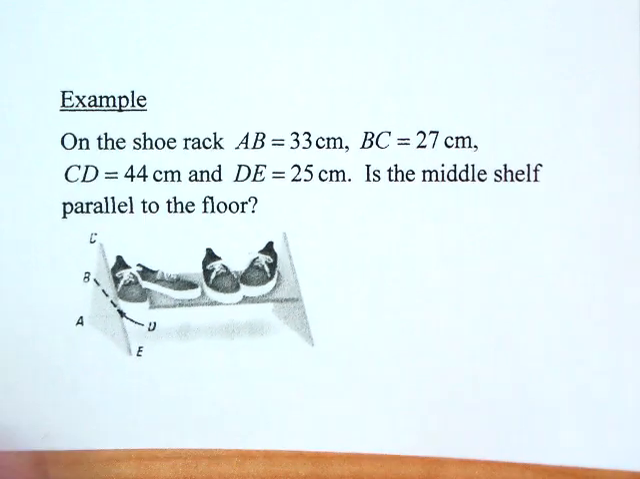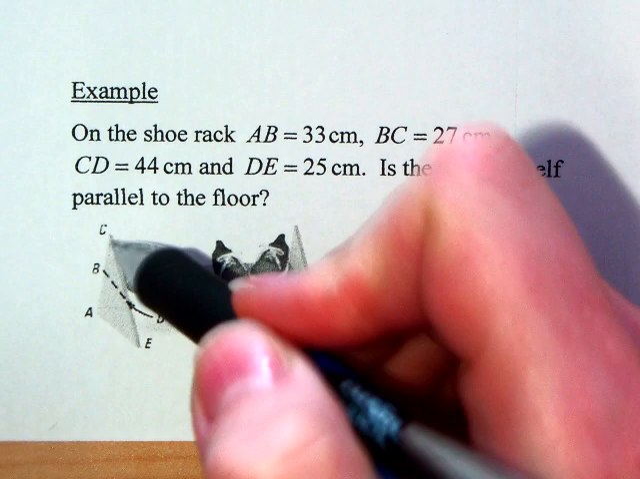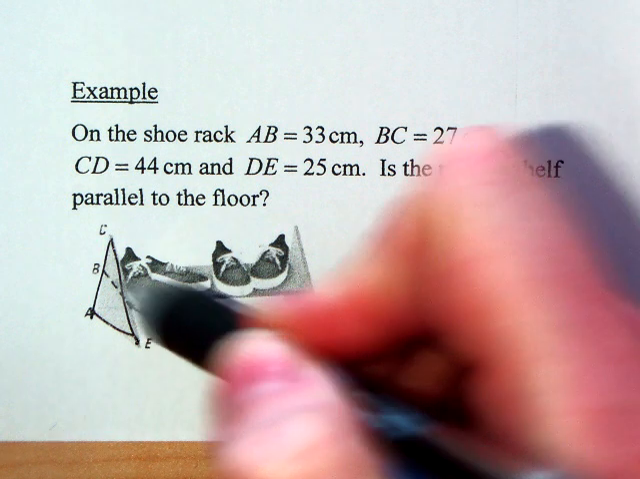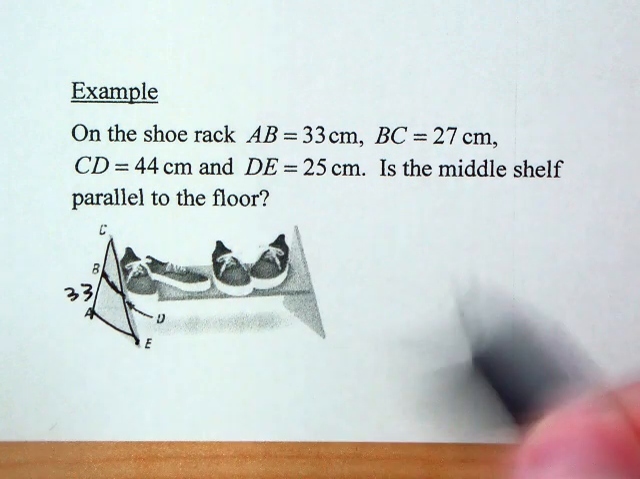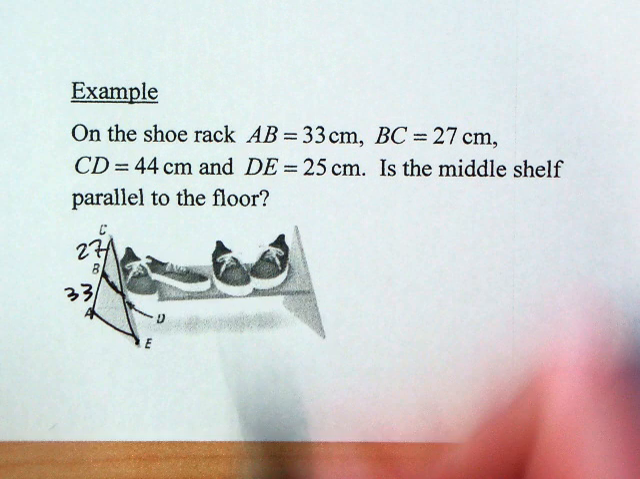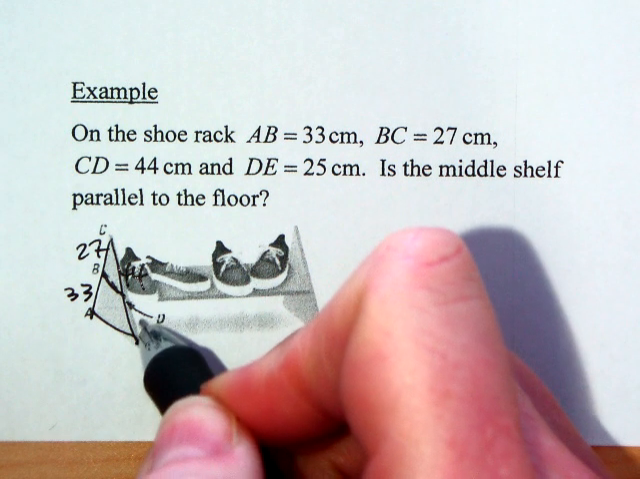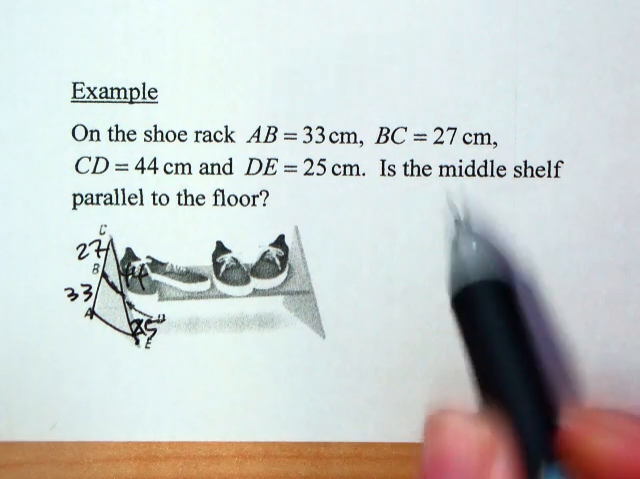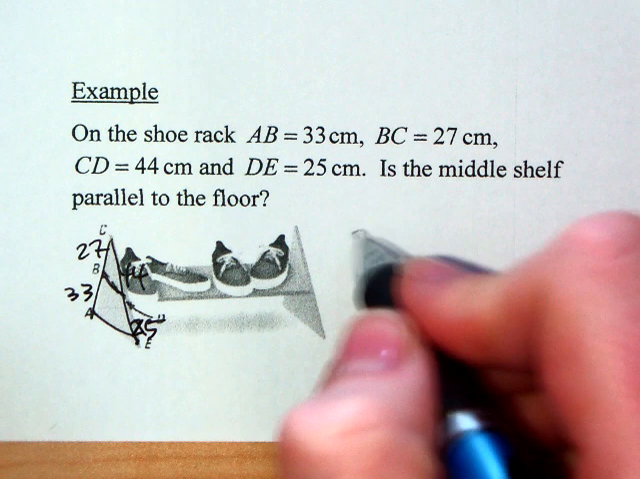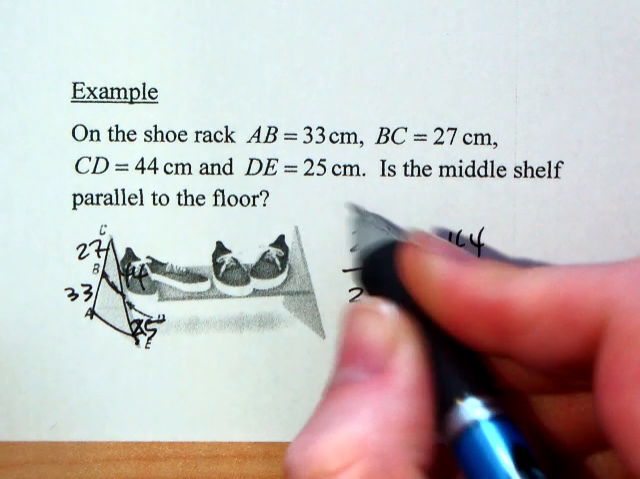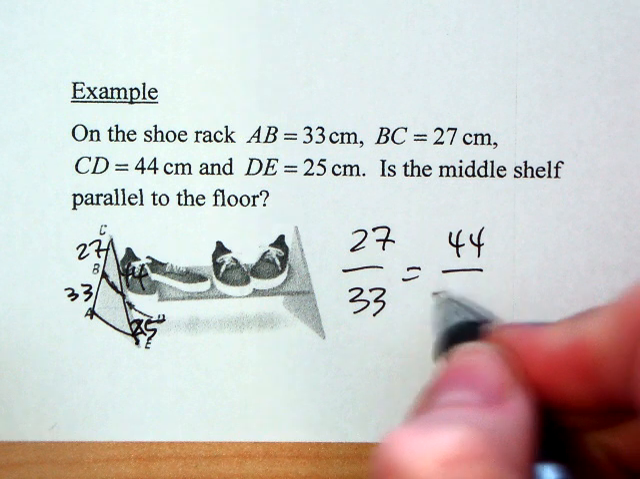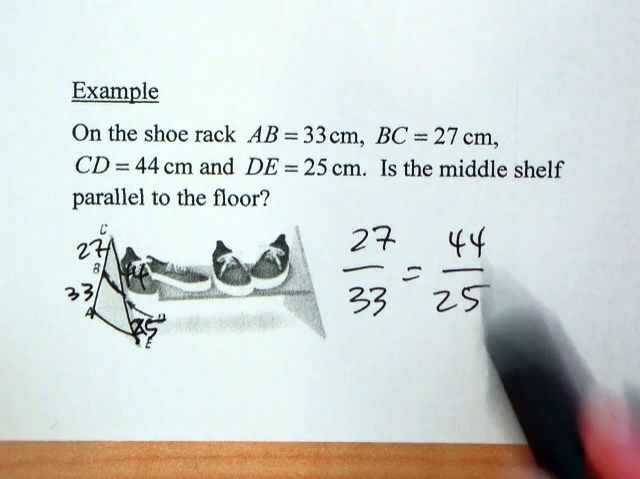The next one, same concept. They're just doing an example here of a shoe rack. So there's my triangle, there's my parallel line. They're telling you that AB is 33, BC is 27, CD is 44, and DE is 25. Is the middle shelf parallel? So what you're trying to see is if these two proportions are equal to each other. So you're trying to see if these are the same.